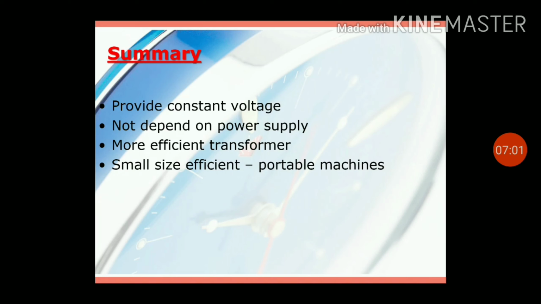So we'll go to the summary. A medium frequency generator provides nearly constant voltage to the X-ray tube. They do not depend on the power supply. Operation at high frequencies results in a more efficient transformer. So it can be made much smaller than the conventional transformer. This small size is efficient. It is especially convenient for portable units.